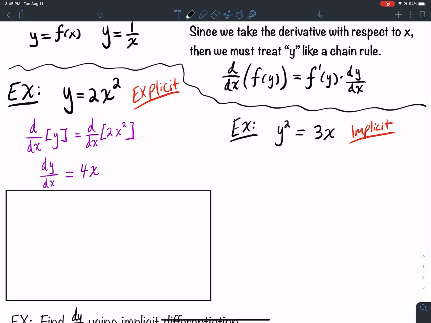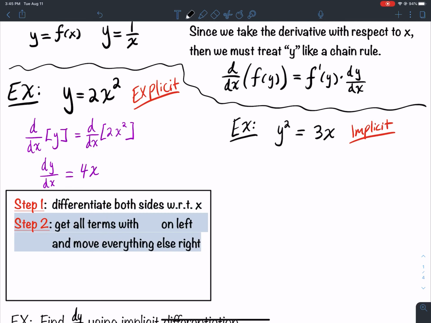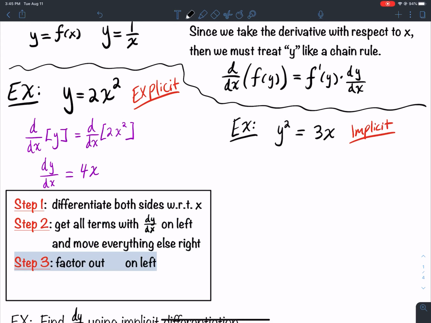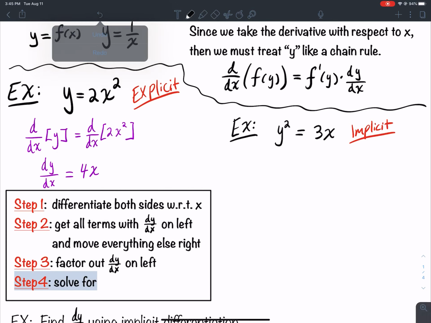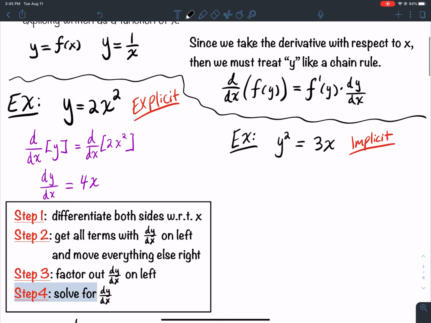So I want to walk you through step by step how to do implicit. Step number 1, I want to differentiate both sides with respect to x. Step number 2, I want to get all the terms with dy dx on the left and move everything else to the right. Step 3, I want to factor out dy dx on the left. And then step number 4, the last step, solve for dy dx.